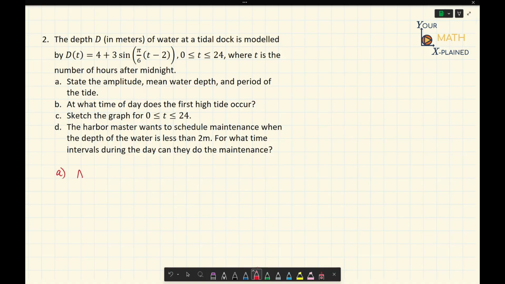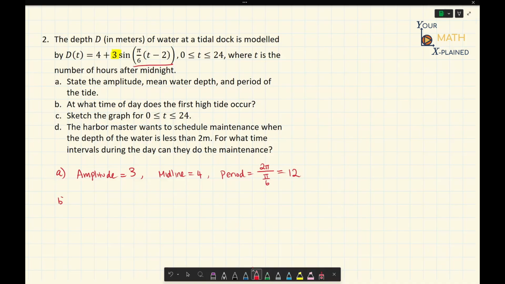So part A, we would have our amplitude. That is going to be equal to this number right over here, because 3 is our A value. The mean water depth, that is just the midline. So our midline is equal to 4. So the equation is just written in a different order, but you can think of it as this is 3 sine of this and then plus 4. And then finally, our period is going to be equal to 2 pi divided by our b value. And our b value here is pi over 6. So this means our period is equal to 12.